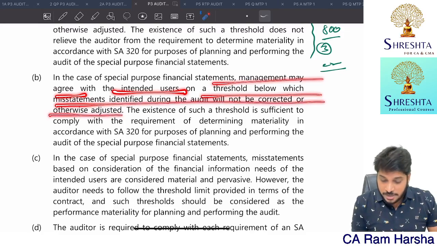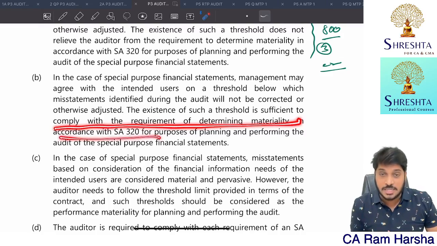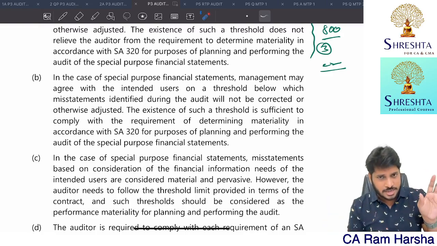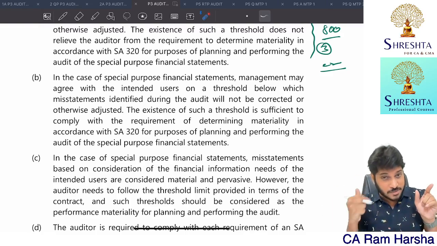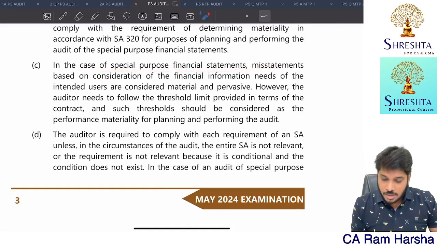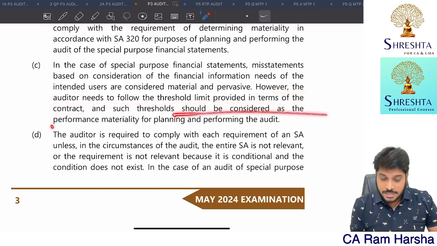which misstatements will not be corrected. The existence of a threshold is sufficient to comply with the requirement as per 320. No, the threshold is not a substitute for materiality. Getting it? The threshold can be there. The materiality can be given by the intended user, but still we should apply SA 320 principles, especially revision of materiality and all that. In case of special purpose financials, however, the auditor needs to follow the threshold provided as per the contract and it should be considered as performance materiality.